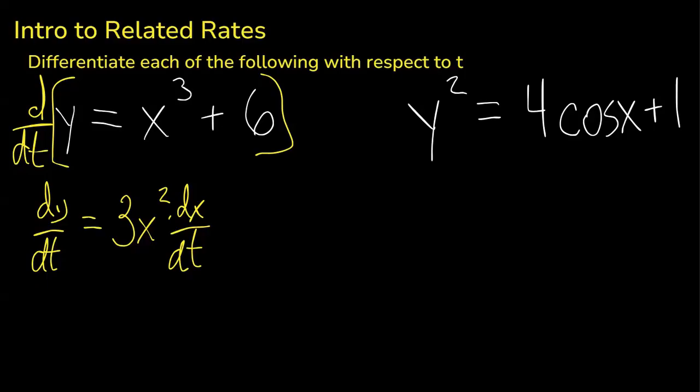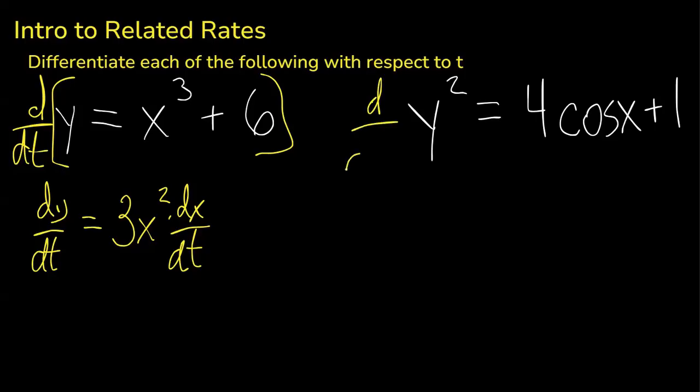Now, a question that may come up is, how do you know when you have to differentiate with respect to t and use the related rates situation? Well, the context of the problem will let you know, and we'll look at some examples of that. Also, you may have some problems where it explicitly says differentiate with respect to t.